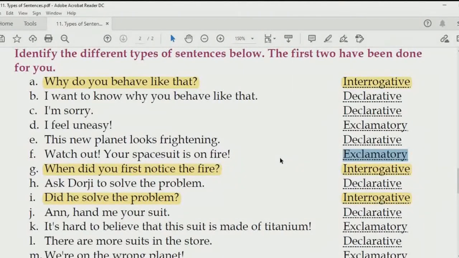And what is the change in this sentence? Your voice goes from low to high. And why does that happen? Because it is a very strong emotion or strong feeling. We use exclamatory sentences especially when we are shocked, when we are very happy, when we are very excited.